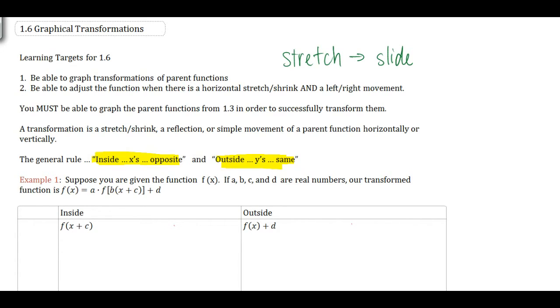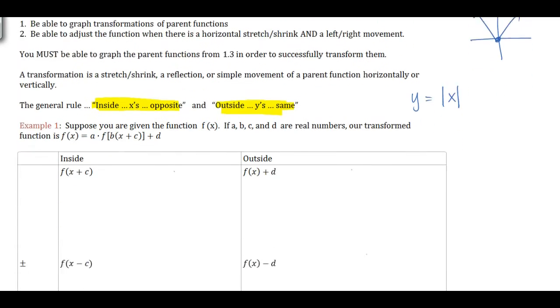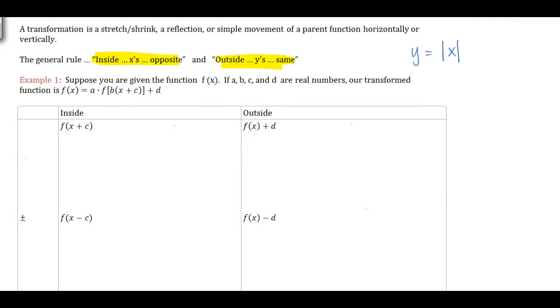And I'm probably going to use an absolute value graph just to explain this as we go along. So let's talk about our friend y equals absolute value of x, right? We know that that's just a graph, boom, like this. Beautiful graph, y equals absolute value of x. Now let's do some stuff. So the first thing we're going to do is start off with some slides.